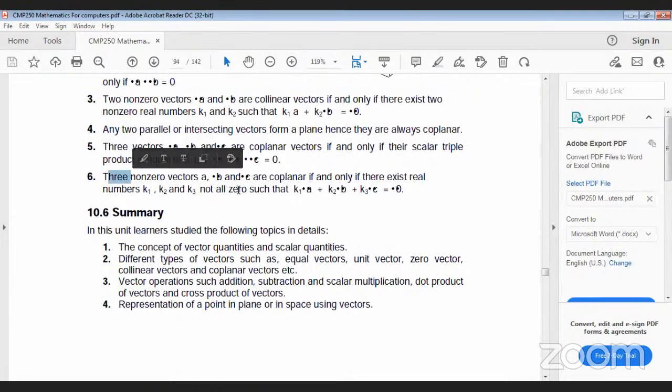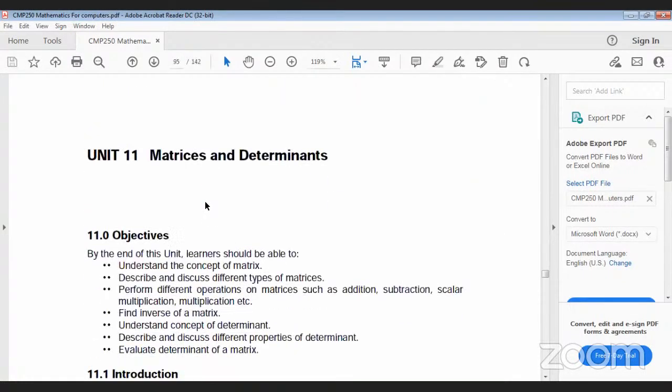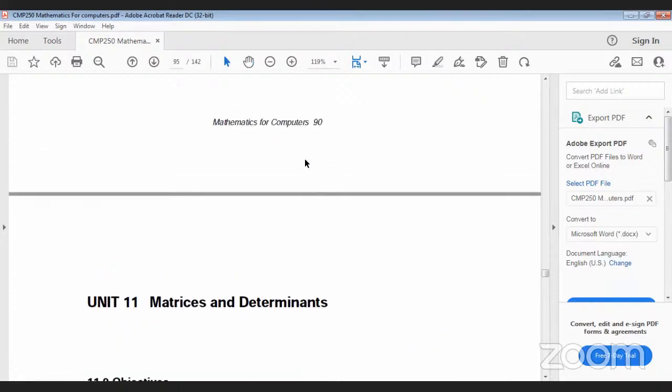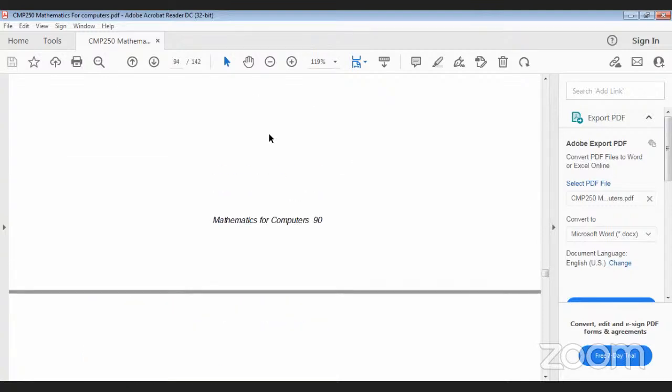Three non-zero vectors A, B, and C are coplanar if and only if there exist real numbers K1, K2, K3 such that K1 A plus K2 B plus K3 C equals 0. Understood till here? See, you need to revise it from your 11th standard book. You will understand it properly. Here, a few symbols are missing, but as this is your syllabus-based PDF, we are not going to neglect it. From tomorrow's lecture, we can start with matrices.